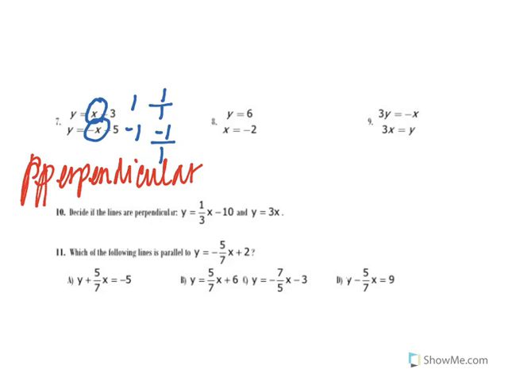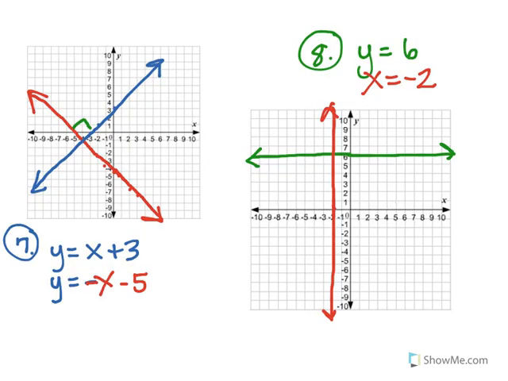Okay, on number 8, y equals 6 is going to give you a horizontal line. And x equals negative 2 is going to give you a vertical line. And these two are going to intersect at a 90-degree angle. So they are going to be perpendicular.